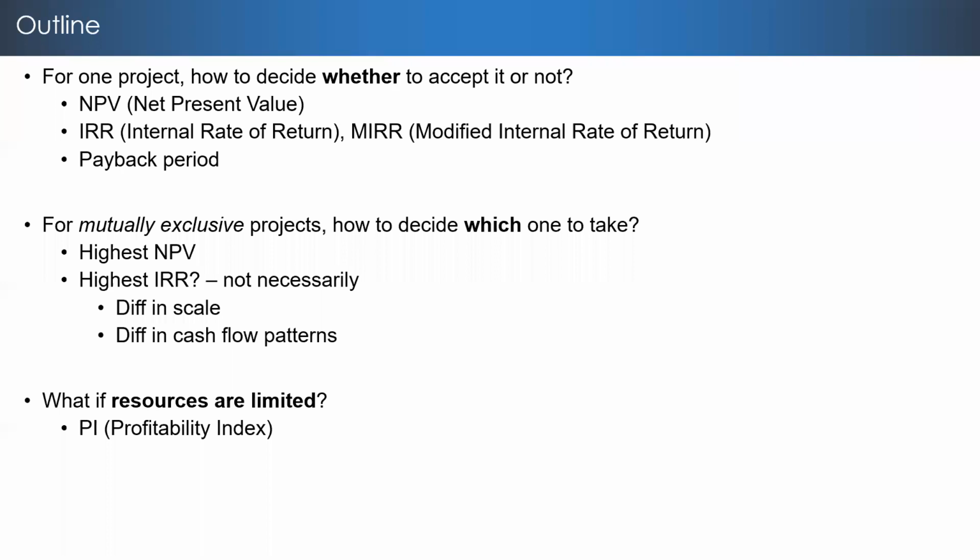So think about resources like capital, like funding, like number of employees, labor. Think about it as land, where we can only build so much stuff for our business. And then we will use something called profitability index, or PI, and we will talk about examples for that rule also.